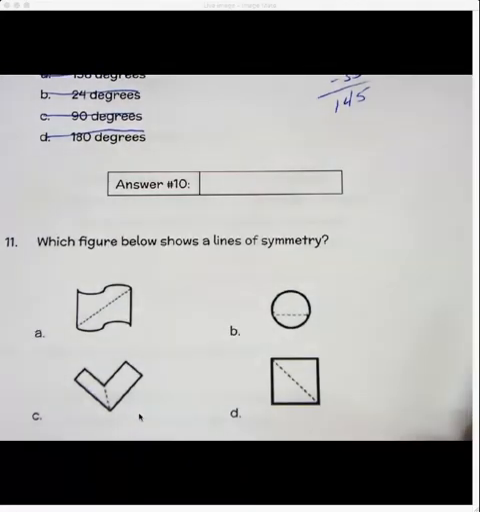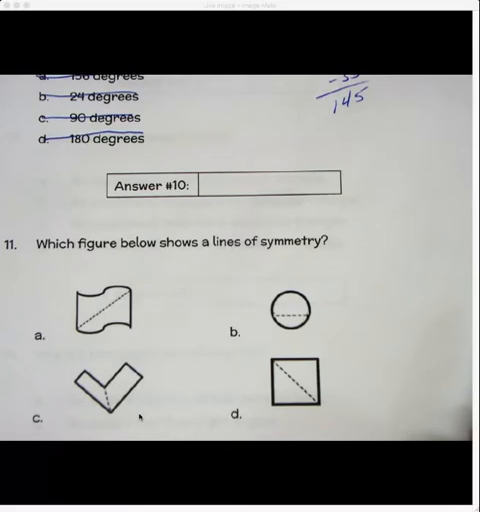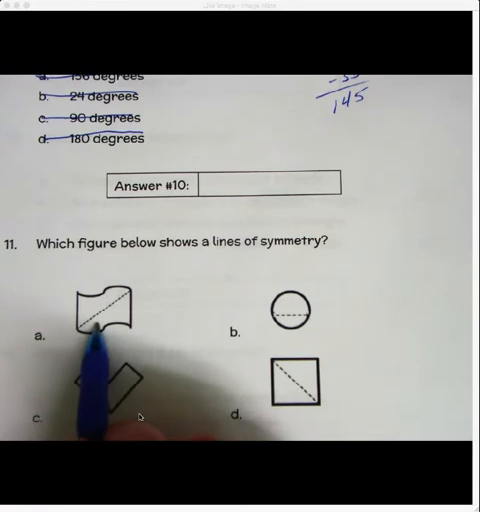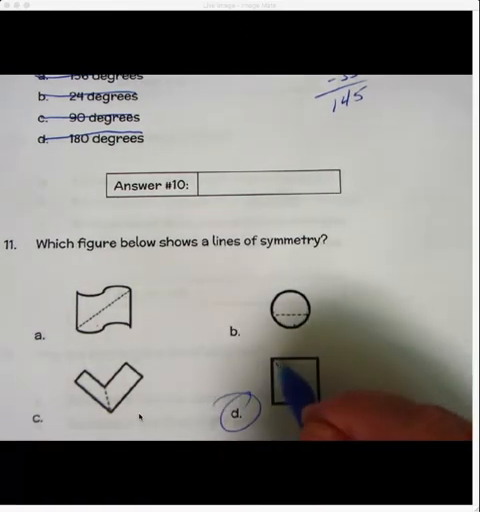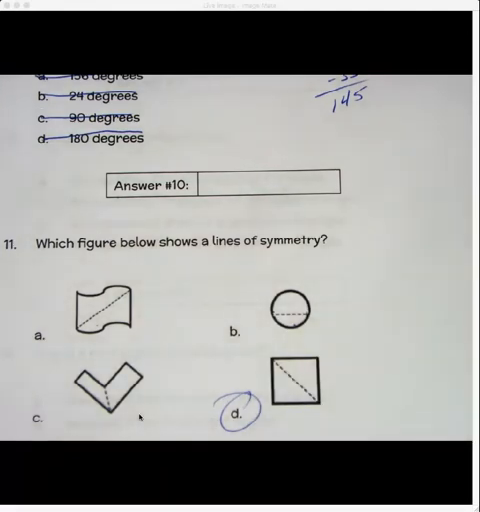Okay, next question, lines of symmetry. Which one of these shows a line of symmetry? Remember, it has to look the same on both sides. If you folded it, that would not, that would not, that would not. It's D. If we fold it to split it exactly in half, mirror image. If we fold that over, it would match perfectly.